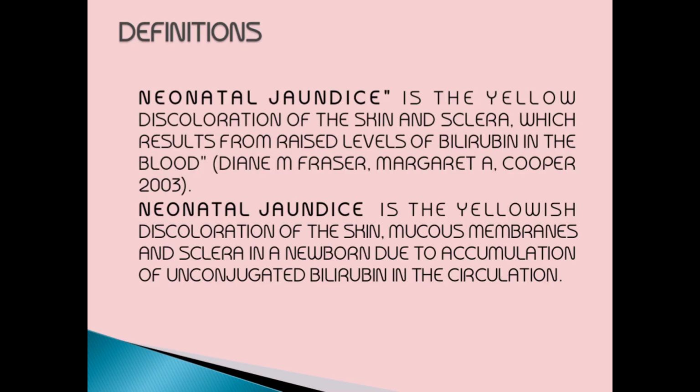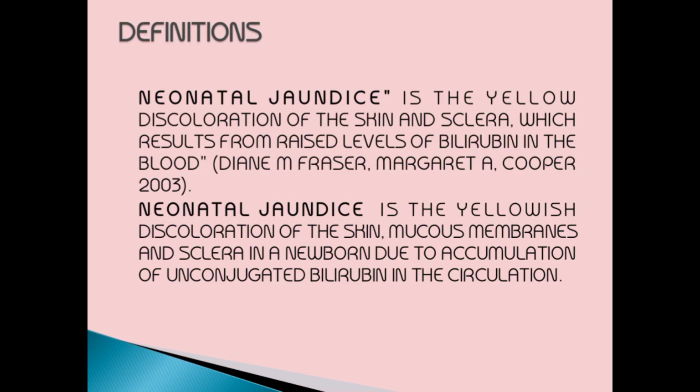If you want, you can go with the second definition, which says it is the yellowish discoloration of the skin, the mucous membranes, and the sclera in a newborn due to accumulation of unconjugated bilirubin in the circulation. One thing that you need to understand is that bilirubin is of two types: conjugated bilirubin and unconjugated bilirubin. Unconjugated bilirubin is fat soluble and cannot be excreted either in urine or in feces. Hence, if there are raised levels of unconjugated bilirubin in the circulation, someone may have neonatal jaundice.